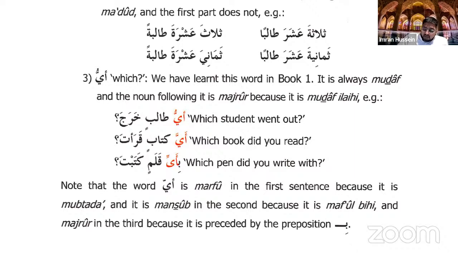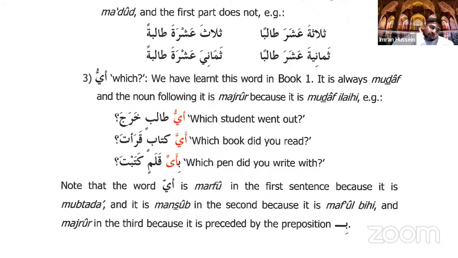it's mudaf ilayh. However, because ayyu is a noun and talibin is mudaf ilayh, ayyu itself is coming as mubtada. It's coming as mubtada, and because it's coming as mubtada, it is getting a dhamma. And the other reason why it's getting a dhamma is that it is also coming as the fa'il of the verb kharaja.